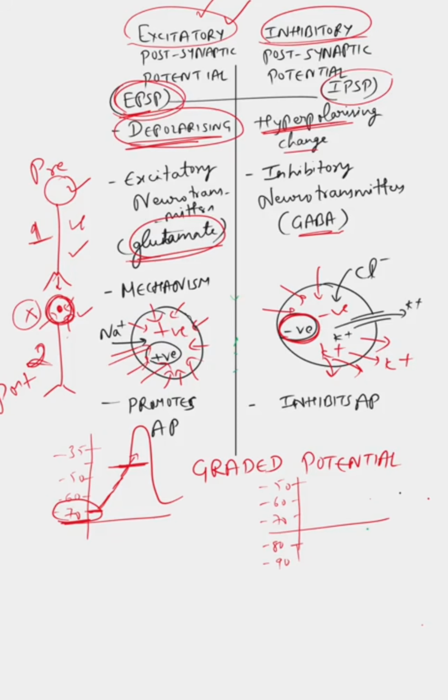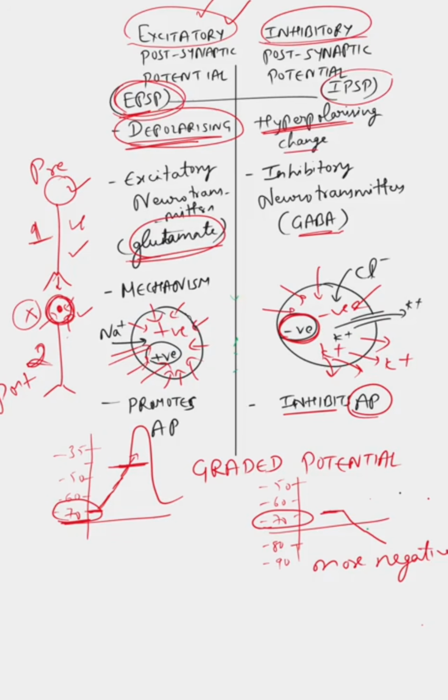Clear? Initially, the resting membrane potential we'll take as minus 70. Now, a large amount of negative ions are entering. So what will happen? The negativity from minus 70 keeps going down, 80, 90. So it becomes more negative. The membrane potential, RMP, becomes more negative. So that is how it inhibits the development of an action potential.